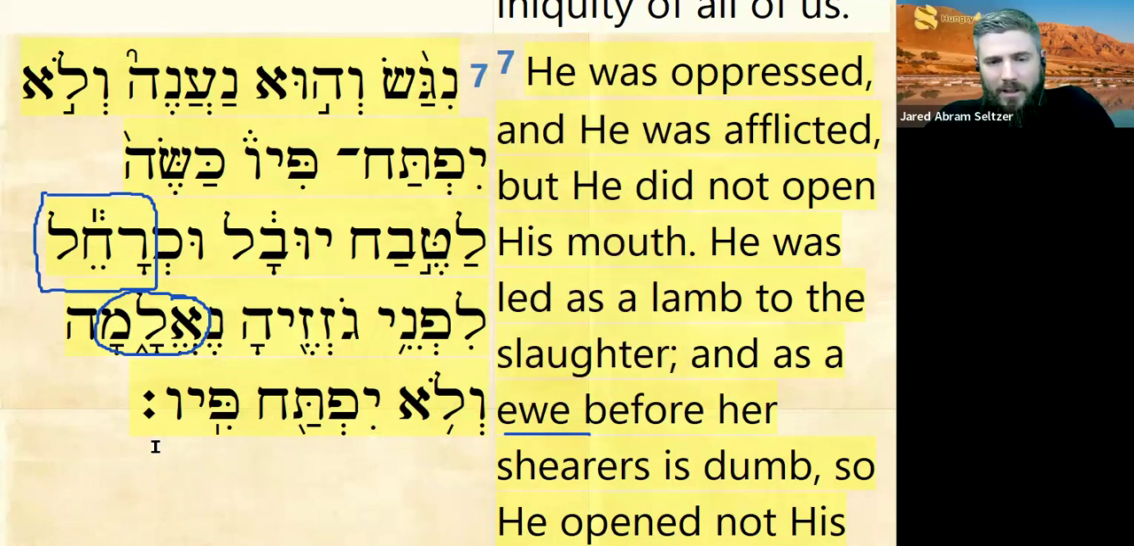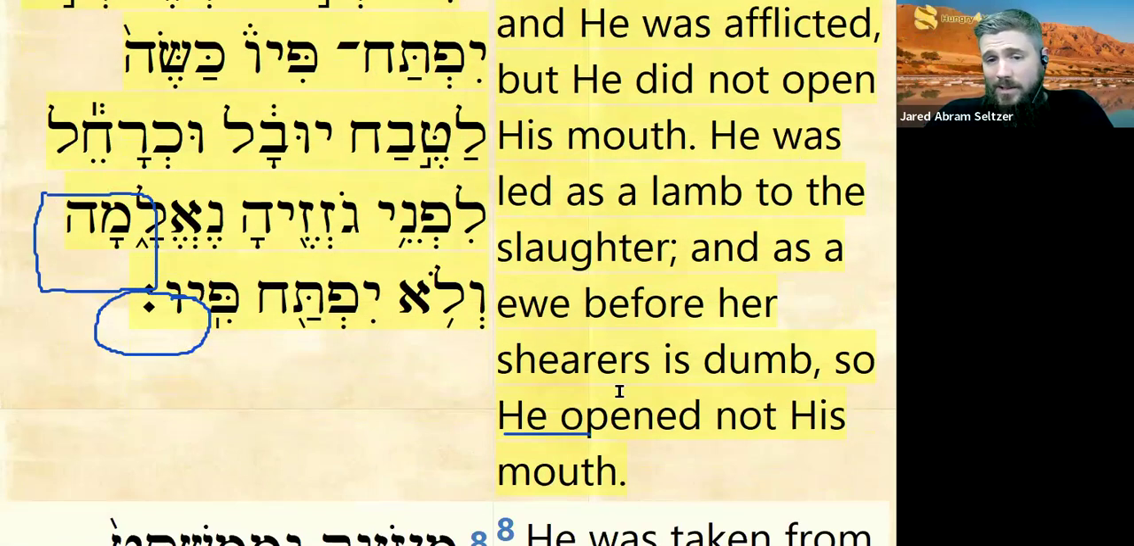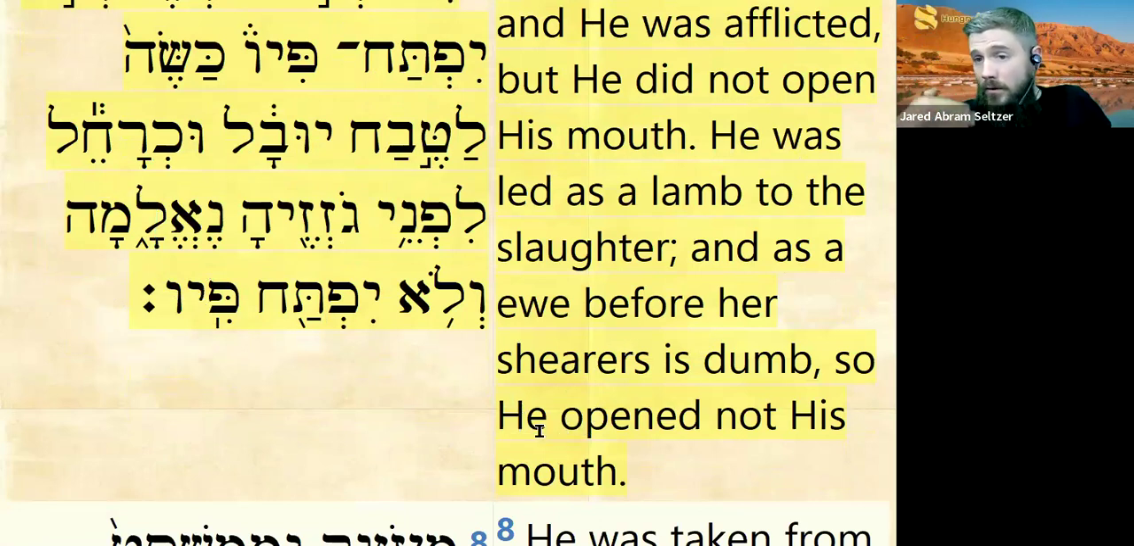Velo yiftach piv. And he opened not his mouth, and he did not open his mouth. Now, this is a yiktol, but if this is prophetic, then that means it can be pointing to the future and be translated somehow else. He will not open his mouth versus he opened not his mouth. Now, my guess is that the translator is a Christian here. And if so, then he's looking back to Yeshua. He did not open his mouth, even though it's a yiktol in the verse.